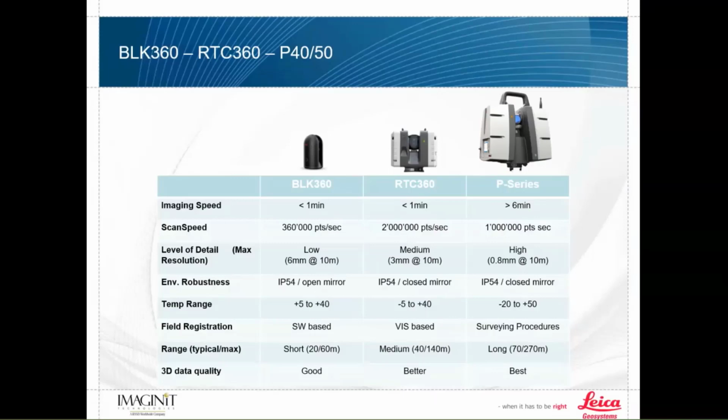But one of the things I want to point out here is all of them are IP54 rated, closed mirrors. But notice your different ranges. If all you're doing is MEP, architectural, even exterior buildings, the BLK and RTC are great units to do buildings. But if I've got to do a big bridge, I'm probably going to need something a little bit more robust in the way of range, and that's when we start looking at the P-series scanners.